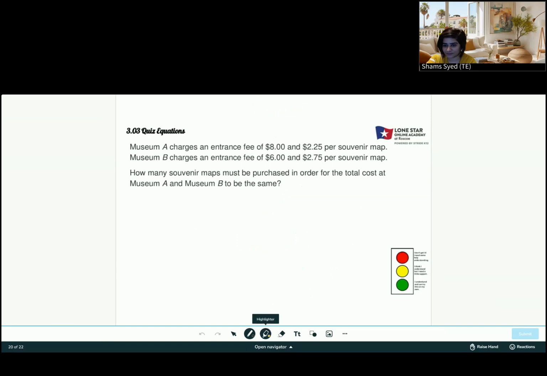So there's another way they like to assess you. This is really important that you understand how they want to ask you questions like these. You will see those kinds of ones. Museum A charges an entrance fee of $8 and $2.25 per souvenir. Museum B charges $6 entrance fee and $2.75 per souvenir. Notice entrance is going to be constant. Per souvenir is that variable amount.